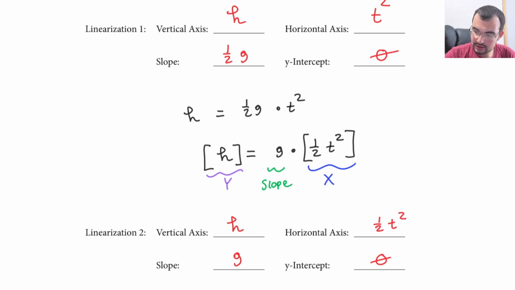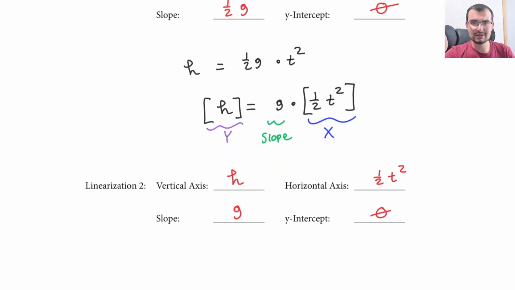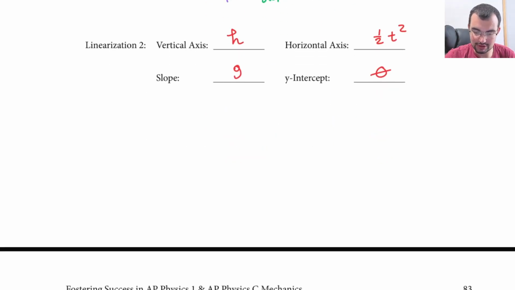Now, this isn't the only thing you could do. You could have graphed t versus square root h. You could do this. Order doesn't matter either. If you graph these on the opposite axes, you would just get an upside down slope. So there's a million ways to do this.